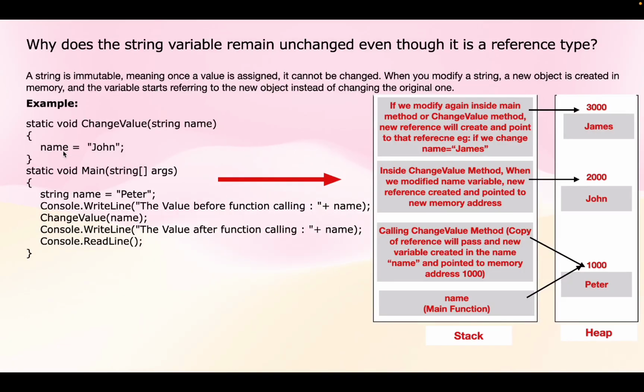And also, if we modify the name variable again inside the change value method or the main method, a new reference will be created in heap memory and the name variable will point to that new reference. So whenever we modify a string, a new object is created in memory and the variables start referring to the new object instead of changing the original one.